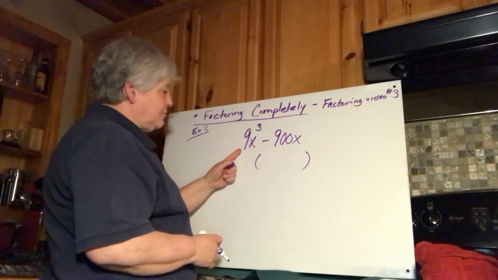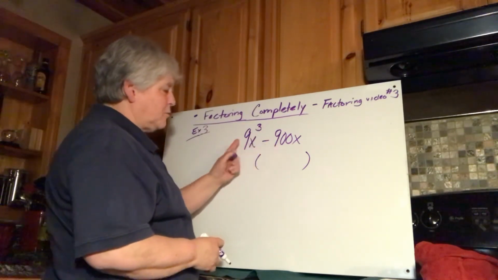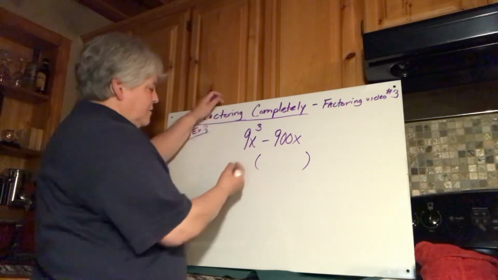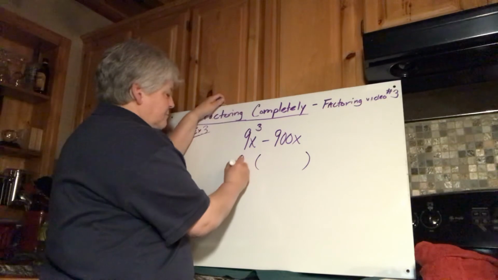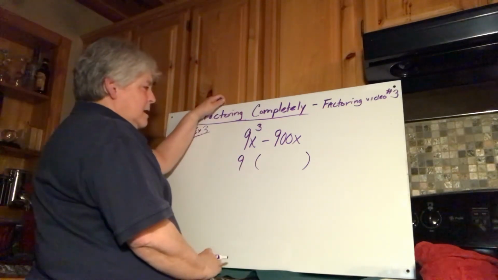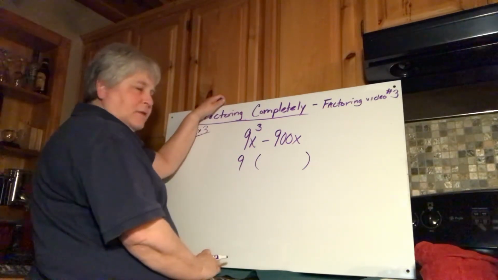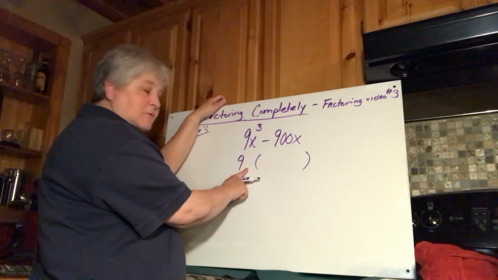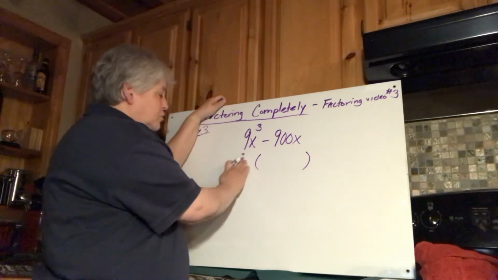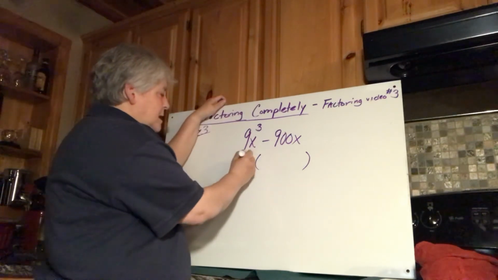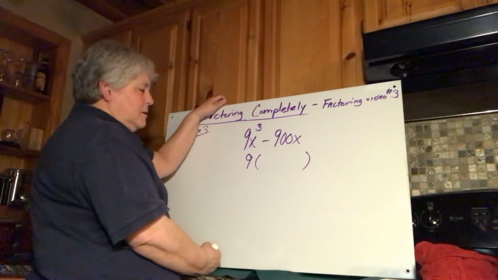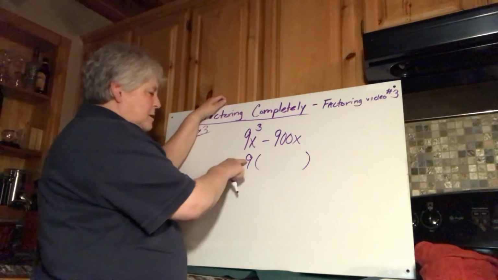You might notice that there's a 9 common to both terms. With that, you can put a 9 out front. But you might not notice that there are x's common to each term. There are, and there really should be some x's here. But I just want to show you, if you accidentally don't get everything that's common, this is what happens.